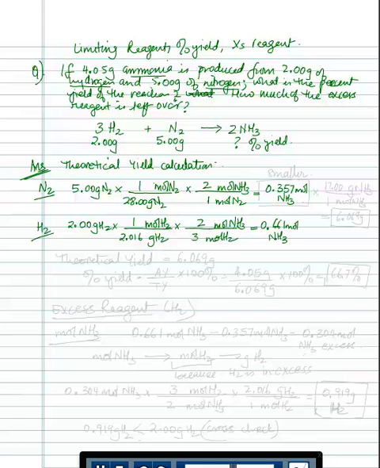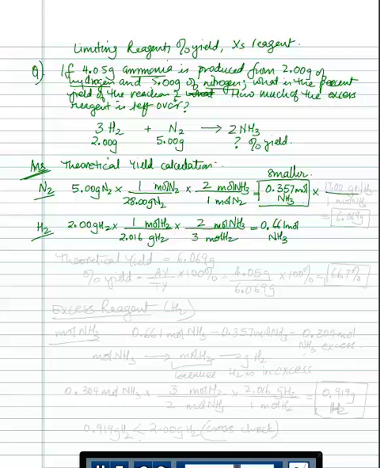Looking at these two that I have, 0.357 is the smaller number. Therefore, nitrogen is my limiting reagent, okay, even though it was a larger quantity of nitrogen, but it turns out that it is the limiting reagent. It gets consumed first.